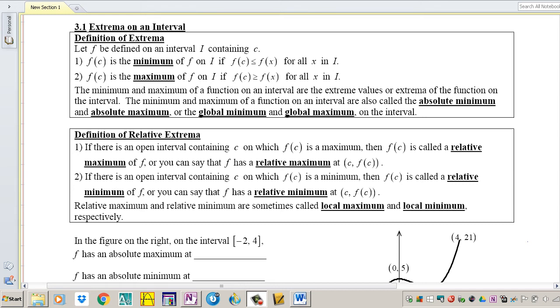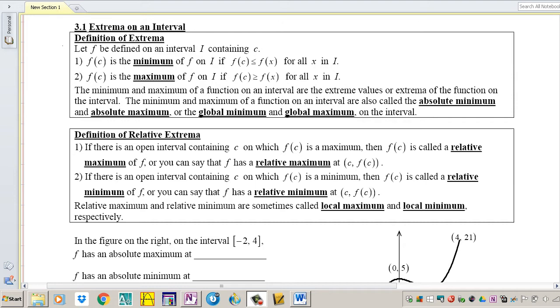Hey guys, welcome to 3.1 Extrema on an interval. In this lesson, we're going to be able to use derivatives to find our absolute maximum and absolute minimum of a function on a closed interval. So let's go ahead and begin with the definition of extrema.